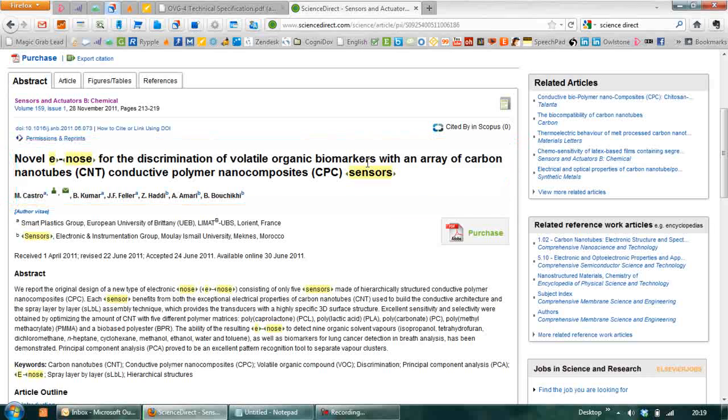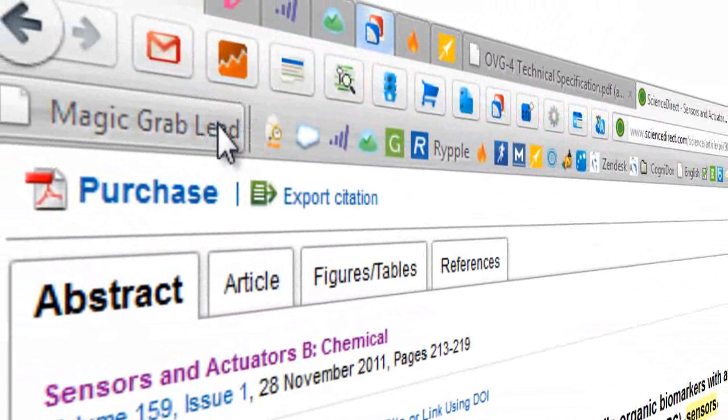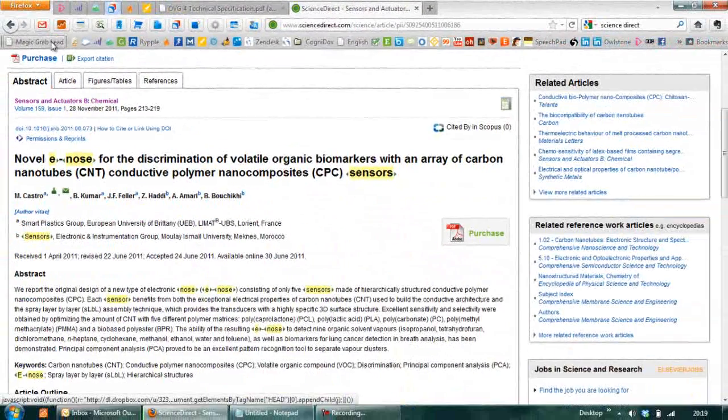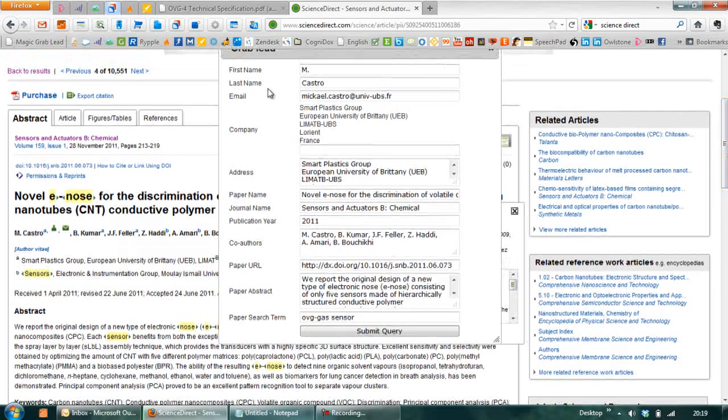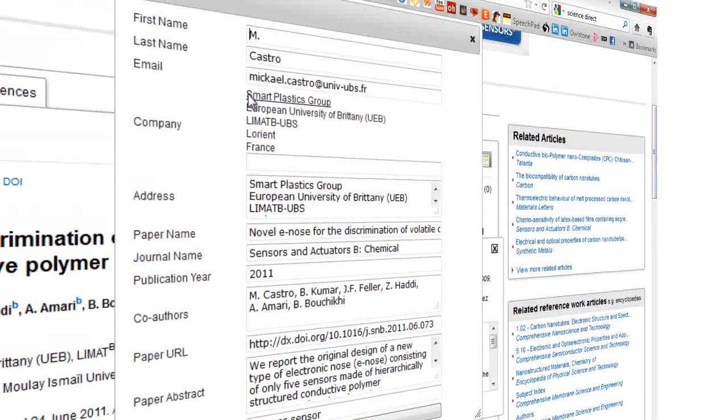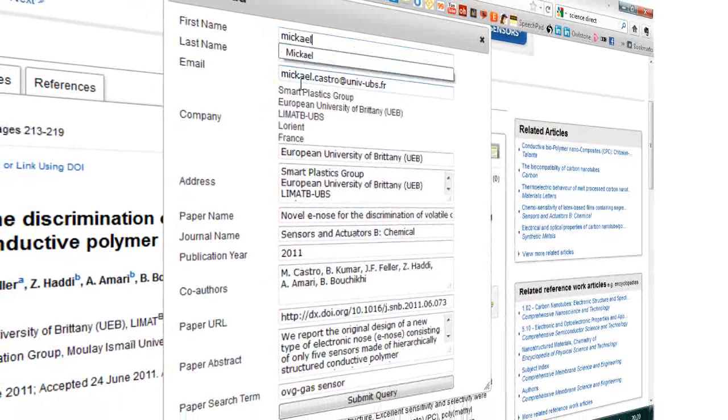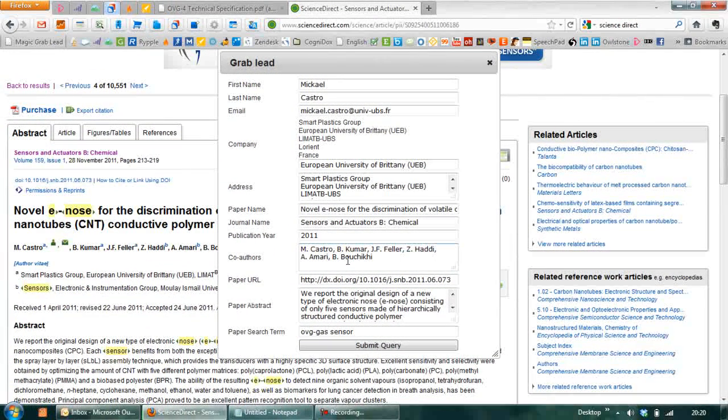Now here is the first bit of magic in Magic Grabber. Directly in my browser at the top left here I have a bookmarklet called Magic Grab Lead. When I click this button, Magic Grabber goes in and actually extracts the lead information from the web page and publishes it directly in this form here. So we can see that there's a full range of standard contact information, name, email, the company, and we've also extracted the information about the paper and the journal as well. We'll show why this is useful in just a moment. So when we're happy we can grab the lead and let's see what happens next.